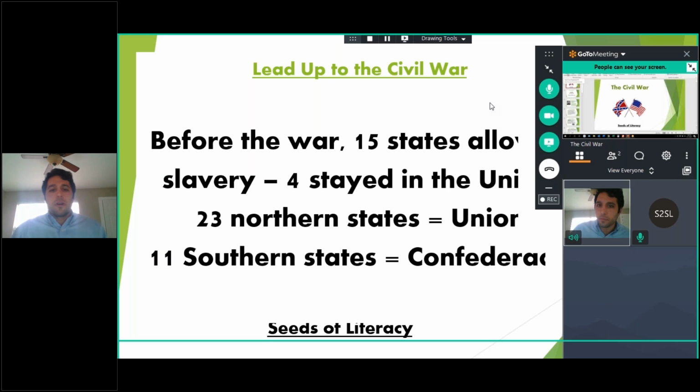And so before the war, you had 15 states that allowed slavery, and only 11 of them seceded to the Confederacy. And so the Union ultimately was 23 northern states. 4 slave states stayed in the Union. And this underscores the tightrope that President Lincoln had to walk, because the thing that was most important to him was preserving the United States.